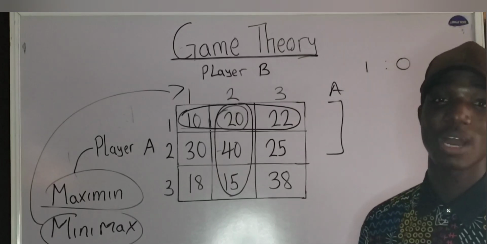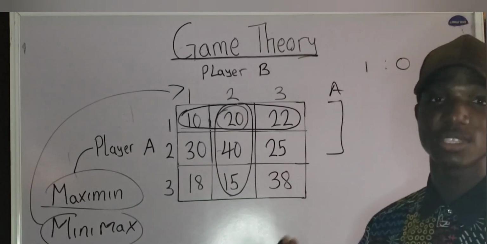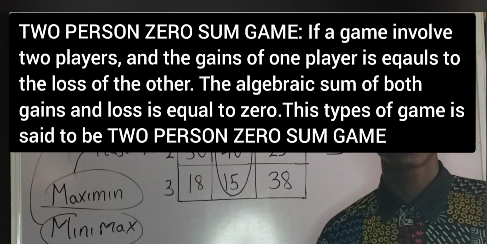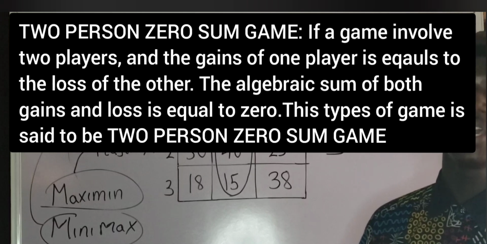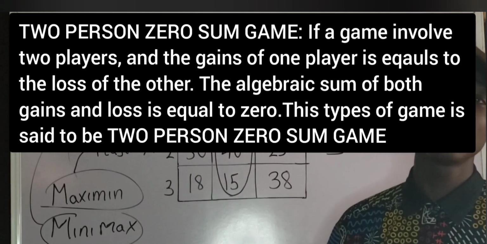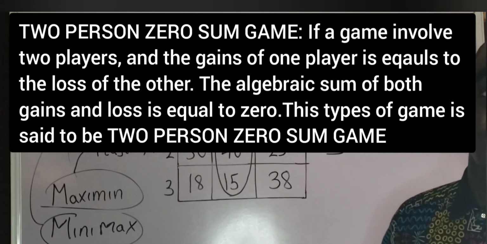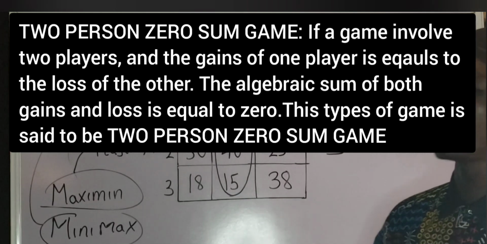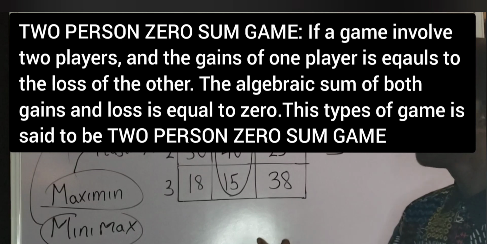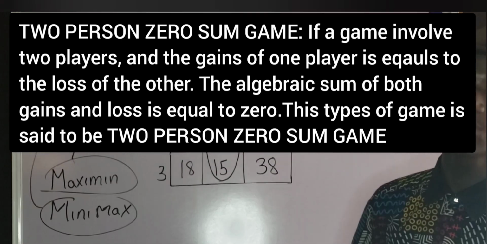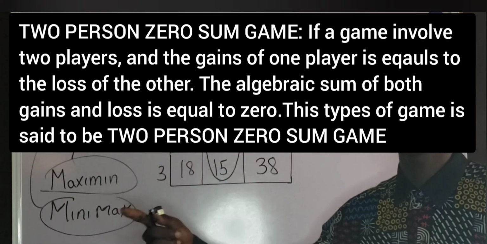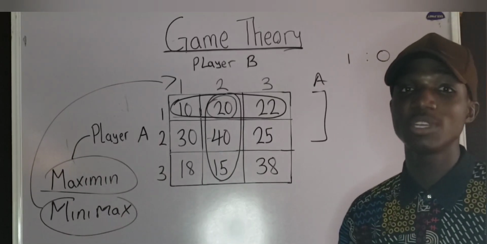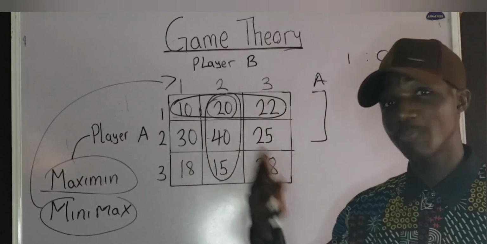Another term that we are going to talk about in this class is two-person zero sum. You know, in game theory, there are various types of games. For example, we can have a game with positive sum, a game with negative sum, and a game with zero sum. A typical example is what we are describing in this class, two-person zero sum. If a game involves two players, as we can see on this board, and the loss of a player is equal to the gains of another, then the sum of their gains and loss is equal to what? Zero. That is why we call it two-person zero sum. That is two players zero sum.